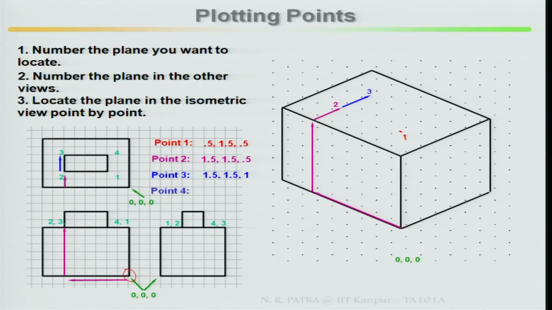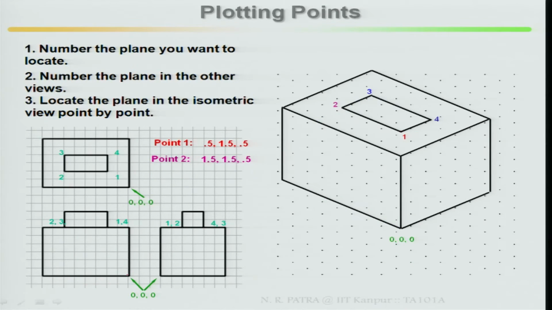Similarly mark point 4. Point 4 coordinates are like point 1: 0.5, 1.5, and in the depth direction it will be 1. Similarly mark your point 4. So points 1, 2, 3, 4 have been marked. Now you join points 1, 2, 3, 4. This is the top surface of the plane. Once this is the top surface, now there is a depth direction to consider.